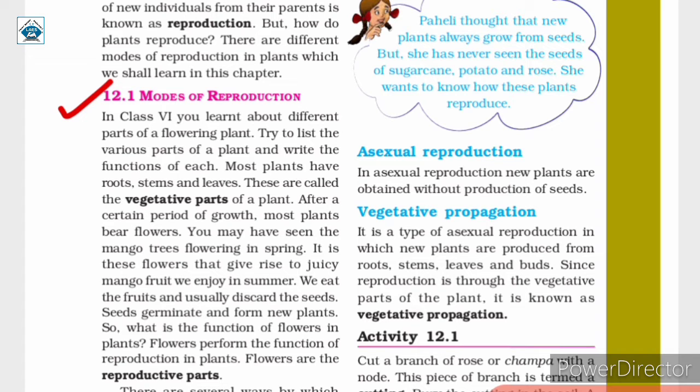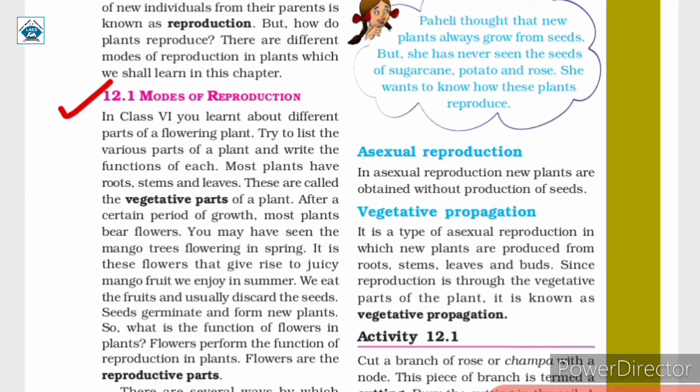Modes of reproduction. In class 6, you learned about different parts of a flowering plant. Try to list the various parts of a plant and write the functions of each. Most plants have roots, stems and leaves. These are called the vegetative parts of a plant. After a certain period of growth, most plants bear flowers. You may have seen the mango trees flowering in spring. It is these flowers that give rise to the juicy mango fruit we enjoy in summer. We eat the fruits and usually discard the seeds. Seeds germinate and form new plants.